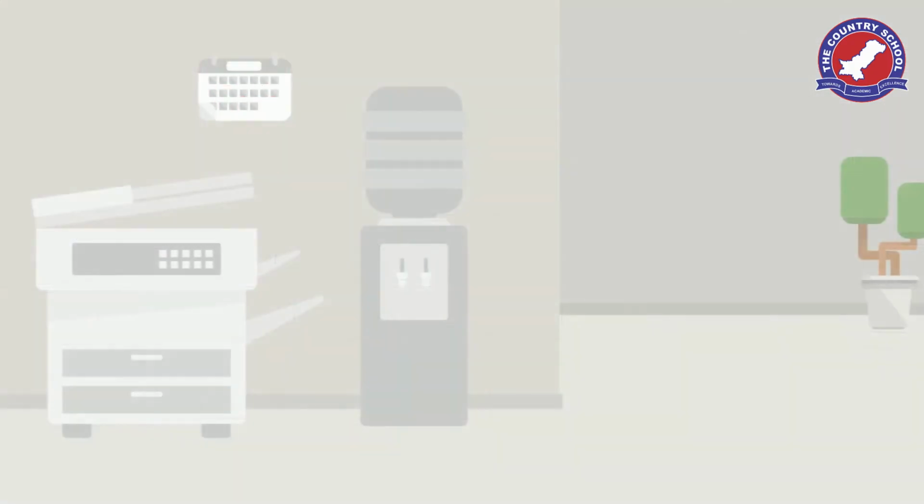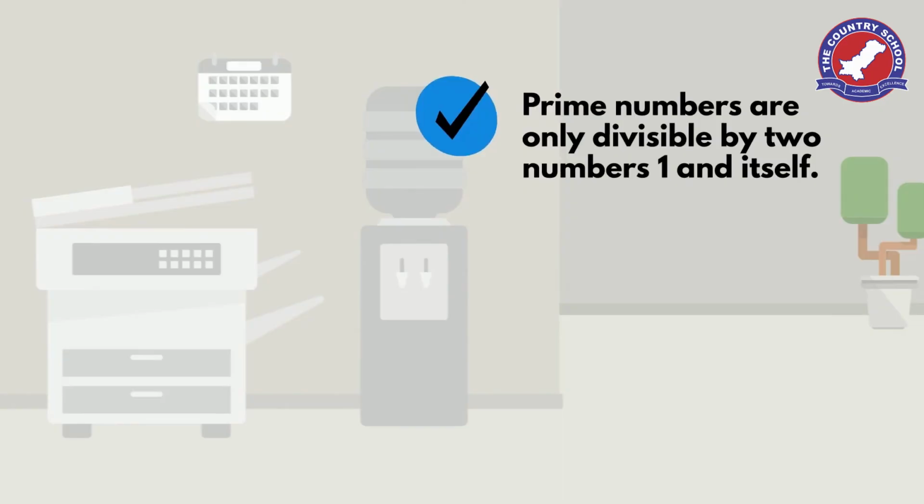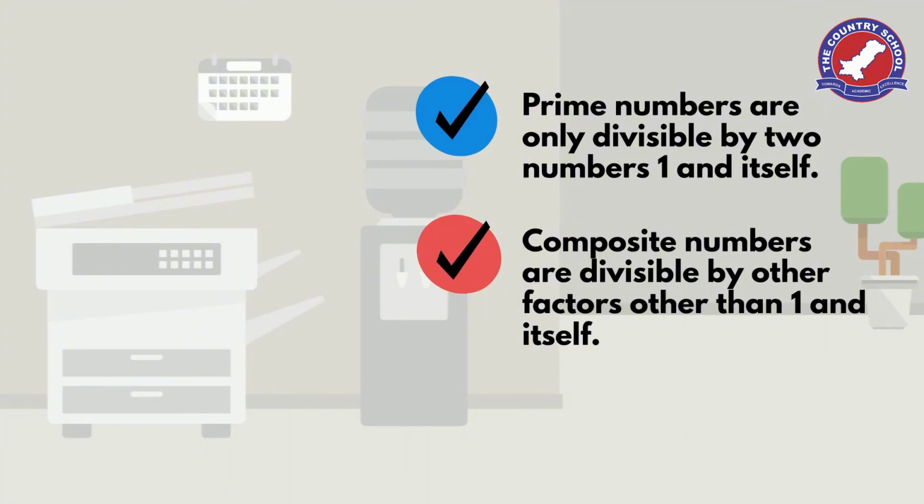So in summary, prime numbers are only divisible by 2 numbers, 1 and itself. Composite numbers are divisible by other factors other than 1 and itself.